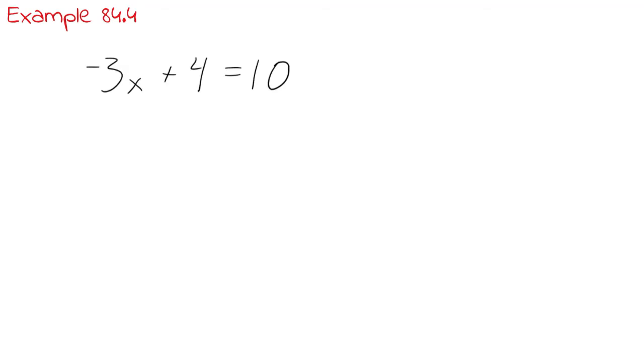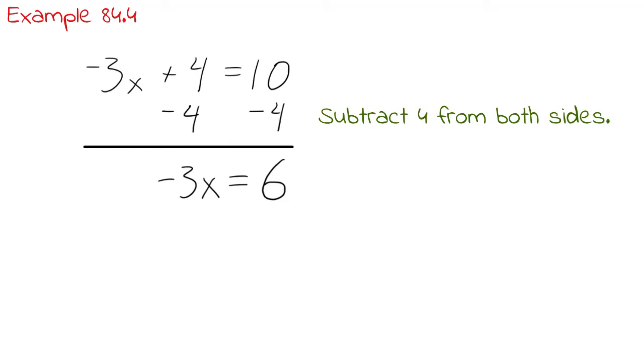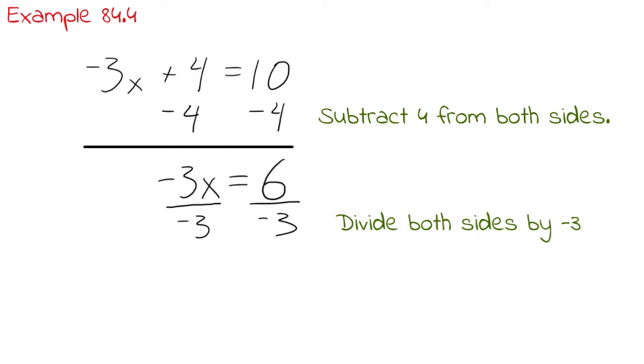In example 84.4, we have a combination of both of these issues. First of all, we're going to subtract 4 from both sides to get it down to our coefficient in our equation. And then we're going to divide both sides by that negative 3. And remembering our same different signs rule, we end up with x equals negative 2.